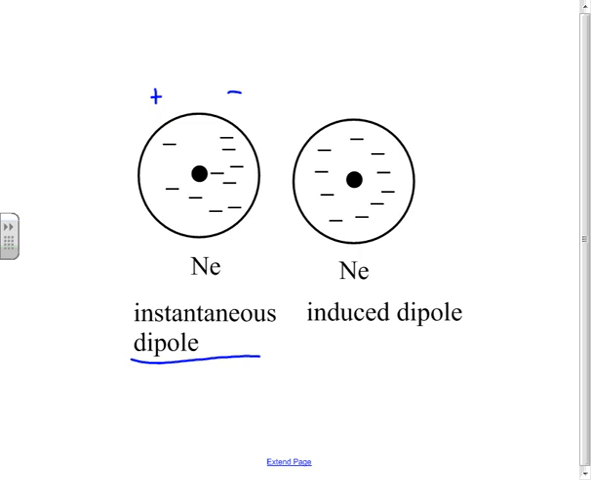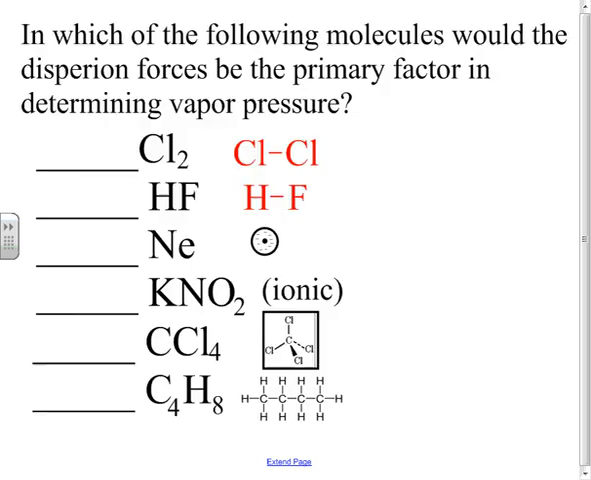We call that an instantaneous dipole, and it will induce a dipole in the next one. This negative pole is going to repel the electrons on this one, making the electrons move aside, giving this one a positive and negative pole. And if you have billions and billions of neon atoms, this is constantly happening. They immediately revert back, but it's by the billions and billions of atoms all together, you have this collectively forming and unforming dipoles, induced dipoles, and that creates an overall weak but an attractive force between molecules.